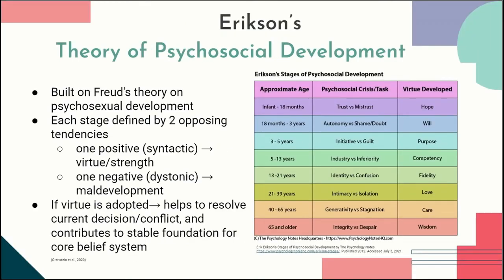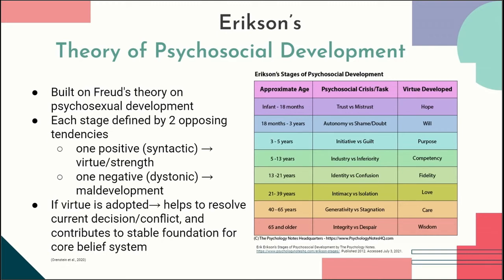Next, we discuss the theory of psychosocial development. This model was introduced in the 1950s by psychologist Erik Erikson. It builds upon Freud's theory of the 5 stages of psychosexual development. But unlike Freud's theory that stops at puberty, this one expands to include social dynamics and the psychosocial development into adulthood. This theory takes into account 2 opposing tendencies. One is positive or syntonic, the other one is negative or dystonic.